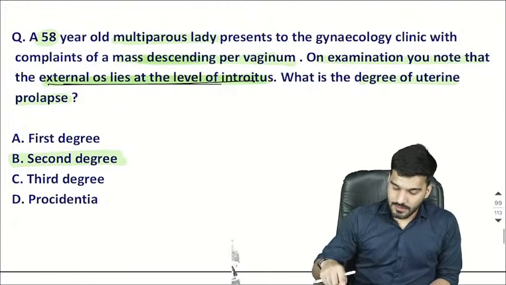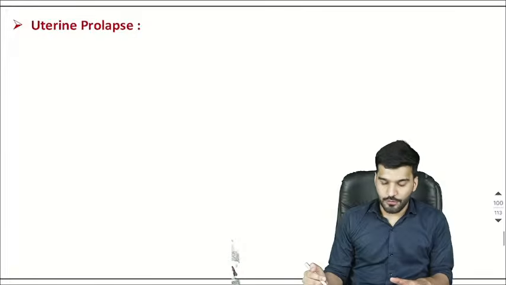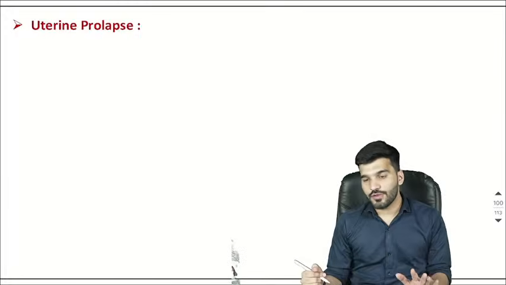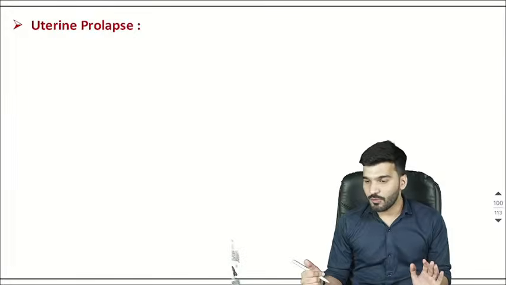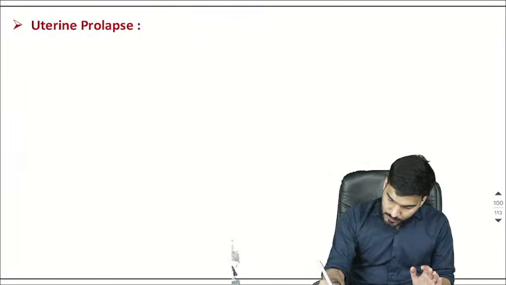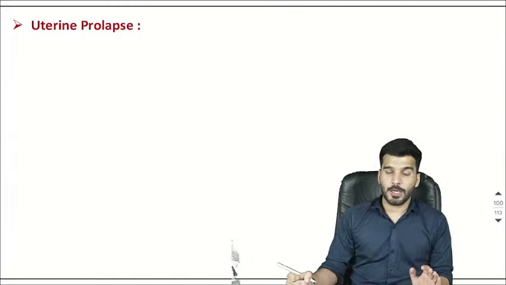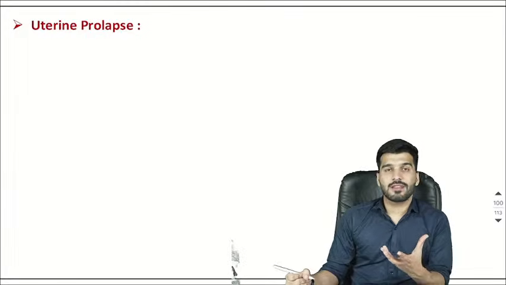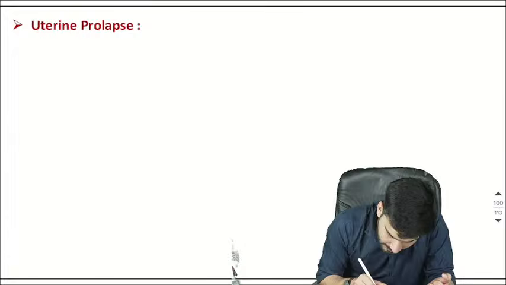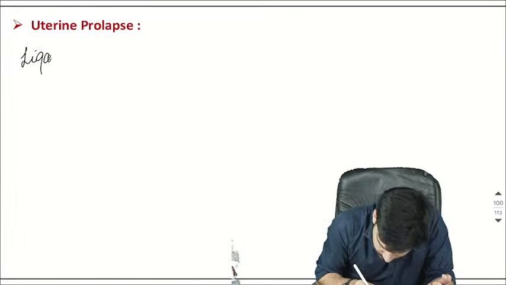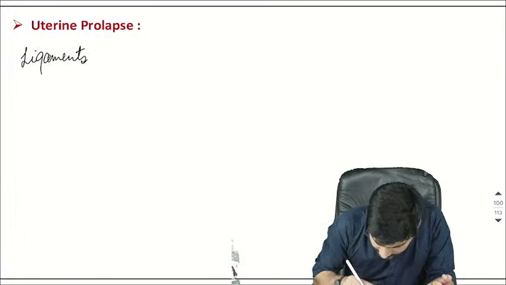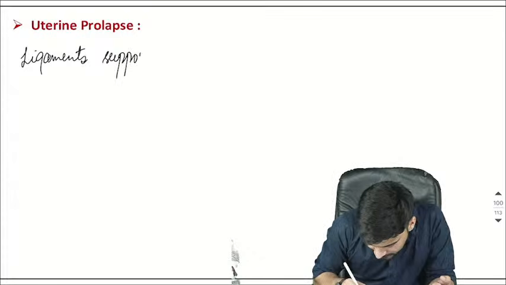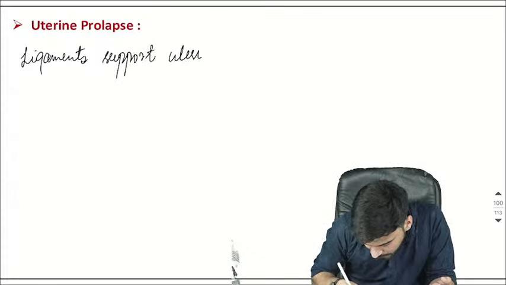Now let's understand first a little bit of uterine prolapse. Then the management of uterine prolapse is going to be one of the most important chapters from gynecology. Okay. Now, sir, first of all, we have the support of the uterus. Now, what are the ligaments that support the uterus?